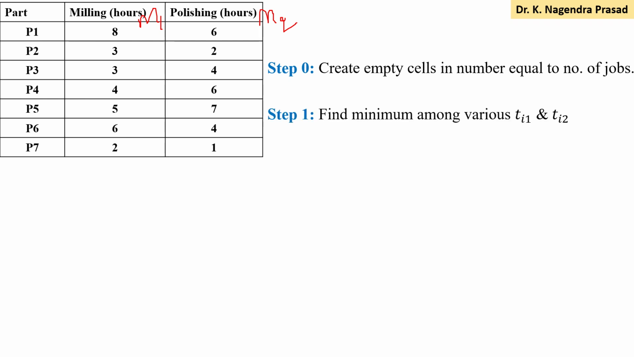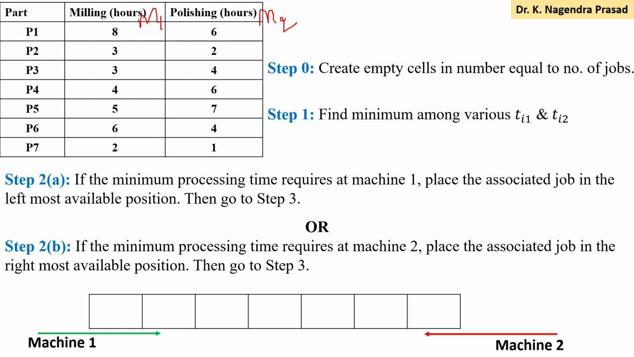After that, we have to find the minimum processing time among the various processing times. Then, if the minimum processing time occurs at machine 1, we have to place the respective job in the leftmost available position. Then I go to step 3. Or if the minimum processing time occurs at machine 2, then I have to place the respective job in the rightmost available position. Then I go to step 3. Step 3 is to continuously apply step 1 and step 2 until all the jobs are assigned.